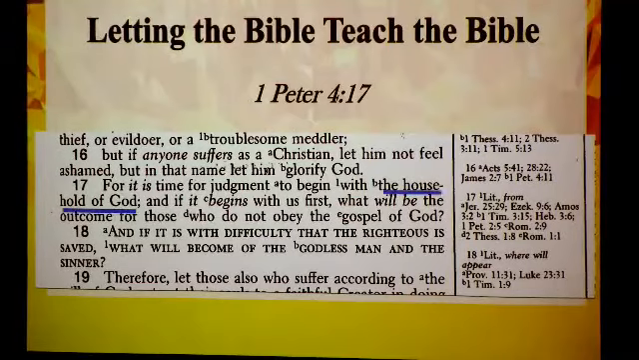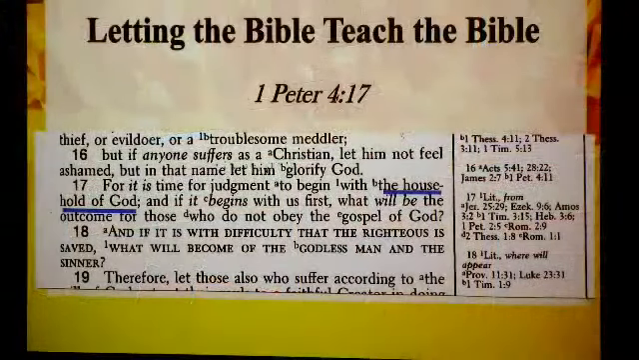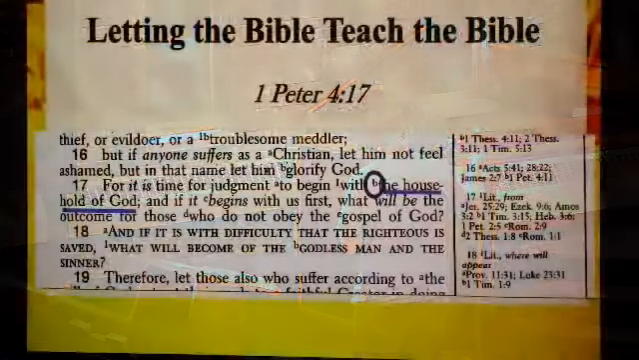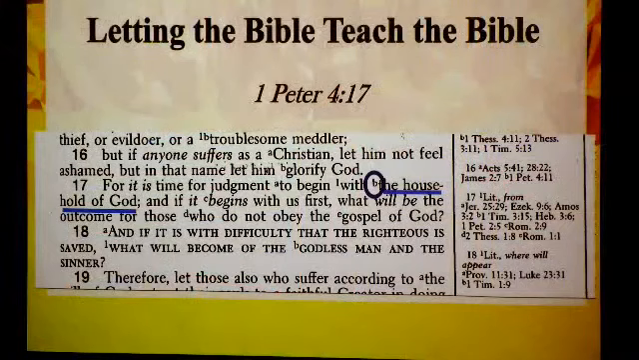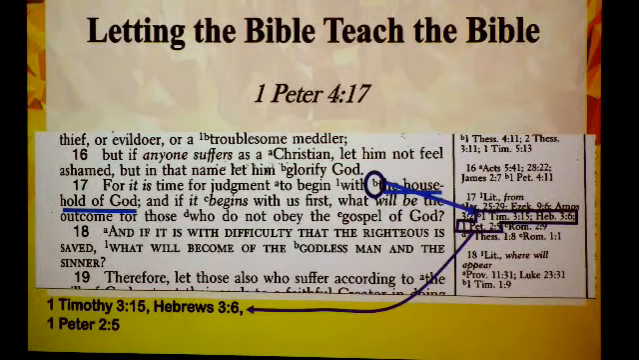We're going to look at the phrase, the household of God. We should notice that there is a little B right next to that phrase, which we remember directs us to the center column, which I have exploded, so it's pretty big, to look at what that little B is. So this Bible is telling us to look at three other scriptures that are connected to this phrase. Specifically, 1 Timothy 3:15, Hebrews 3, verse 6, and 1 Peter 2, verse 5.